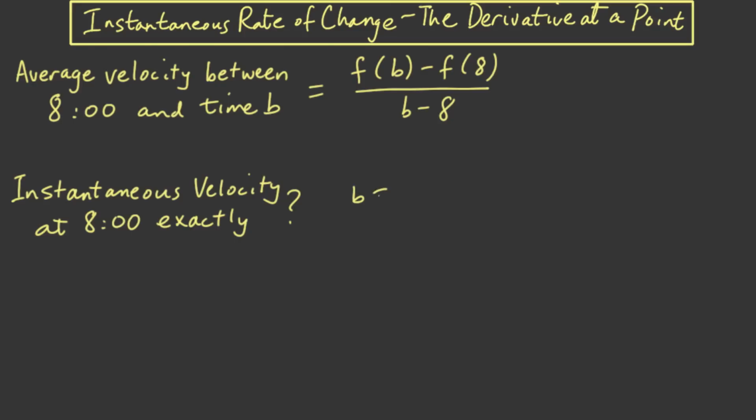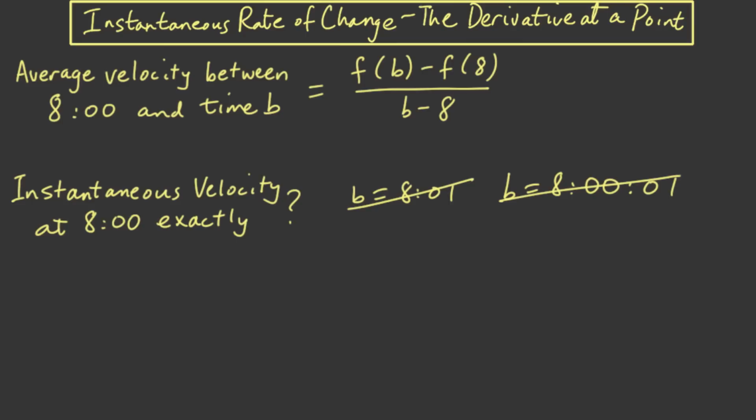If we try plugging in b is 8:01, then that's giving us an average velocity over a period of 1 minute. That's not the same thing as the instantaneous velocity at 8 o'clock. We could try b is 8 o'clock and 1 second, but that's still an average velocity. Now, it's an okay approximation if we're talking about the velocity of a car. So the car's velocity is not going to change very much over that 1 second. But if we're talking about a dragonfly, then its velocity fluctuates all over the place.